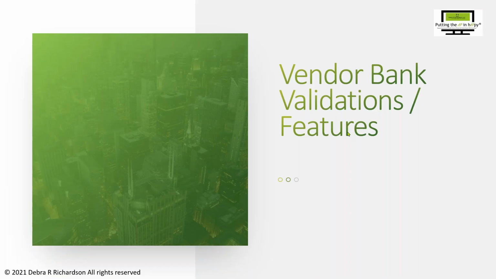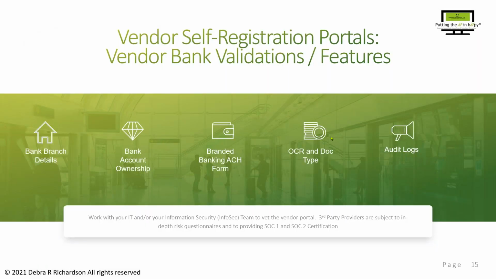And so now let's look at vendor bank validation features in a vendor self-registration portal. All right, so the first thing that some vendor self-registration portals, third-party providers, will include is the bank branch details validations. Some vendor portals will have the ability to validate the routing number, the SWIFT code, BIC code if they're non-US, and the IBAN format, as well as the bank address.